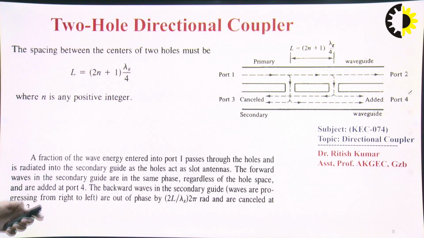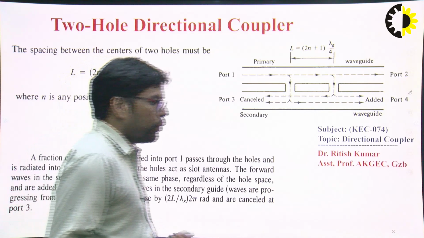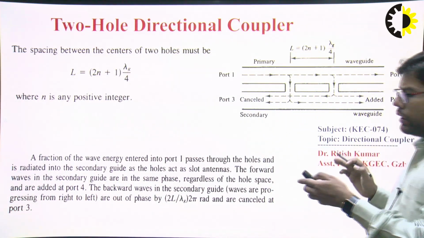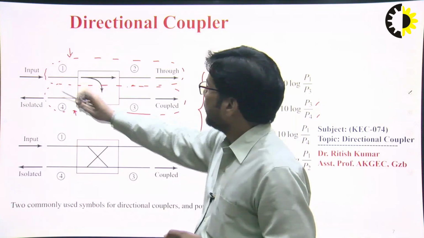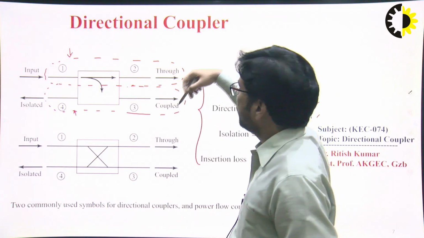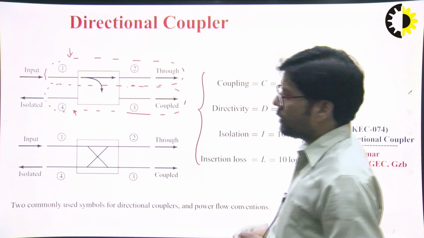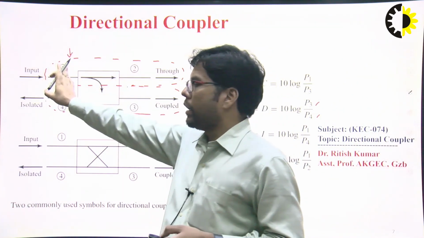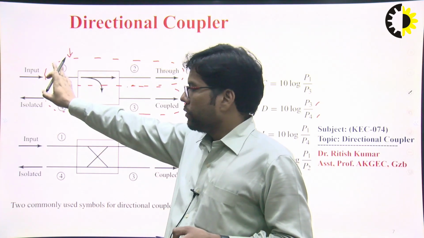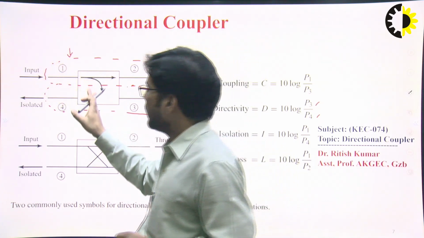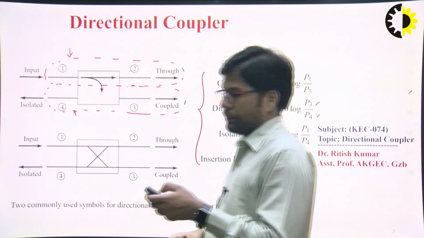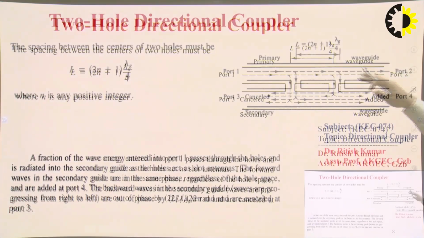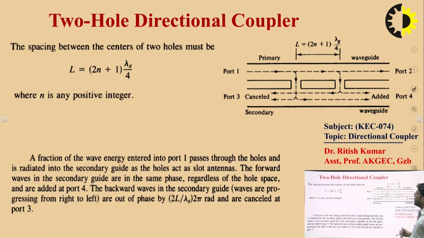So what is the construction of a two-hole directional coupler? Why do we call port number 4 here the isolated port, and port number 3 the coupled port? Isolated means if I apply the input at port number 1, we get nothing at port number 4. So this is the construction of the two-hole directional coupler here.